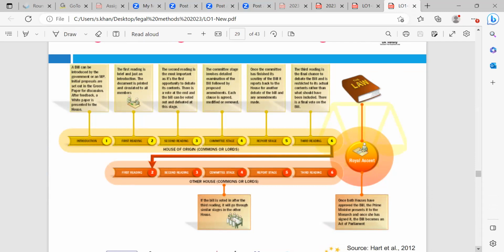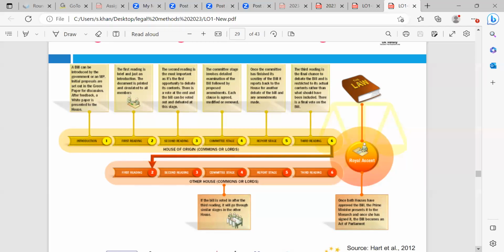The second stage is the first reading. This first reading is brief and is just an introduction. The document is printed and circulated to all members. Then we have the second reading, which is stage 3. The second reading is the most important, as it's the first opportunity to debate its content. There's a vote at the end, and the bill can be voted out and defeated at this stage. If they feel the law shouldn't be passed, then it will be voted out.